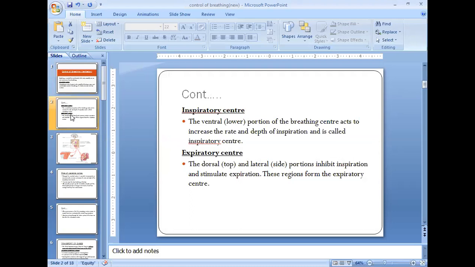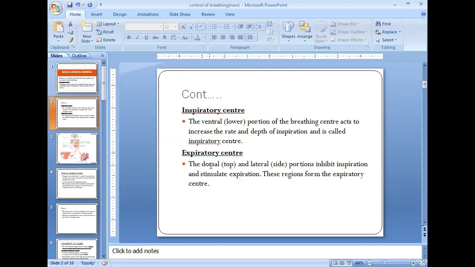The inspiratory center is located at the ventral portion of the breathing center. As it is involved in inspiration, that's why it is called the inspiratory center, while the expiratory center is present at the dorsal and lateral portions of the breathing center. It inhibits inspiration and promotes expiration. These two regions, dorsal and lateral, are called the expiratory center.